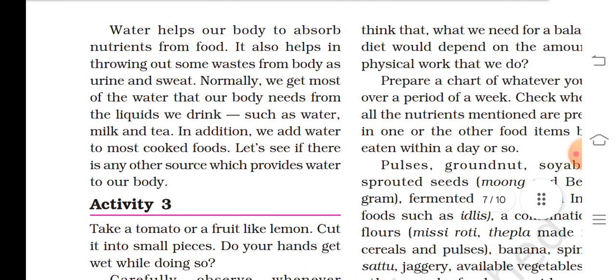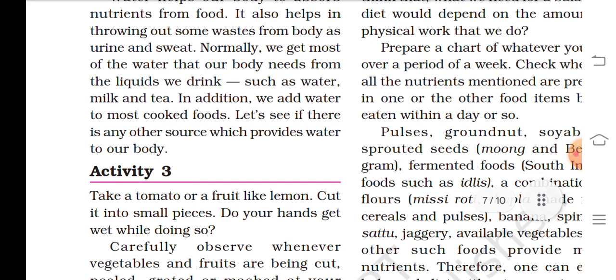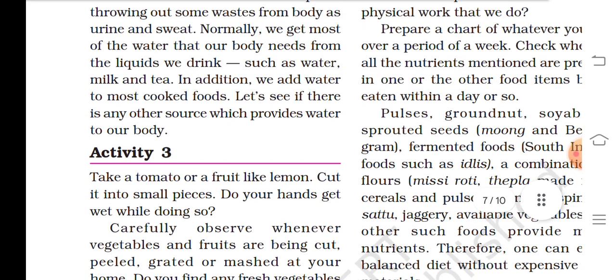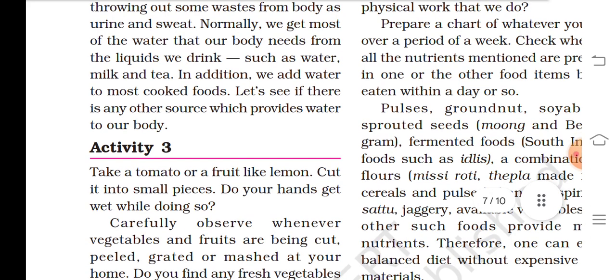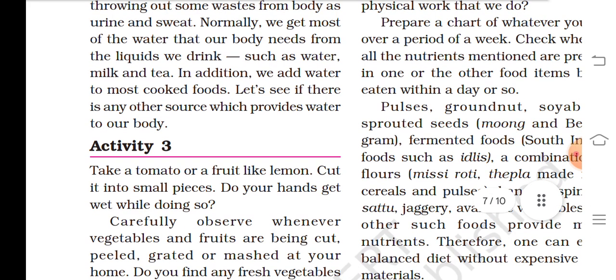Water helps our body to absorb nutrients from food. It also helps in throwing out some wastes from the body as urine and sweat. Normally we get most of the water that our body needs from the liquids we drink, such as water, milk and tea. In addition, we add water to most cooked food.